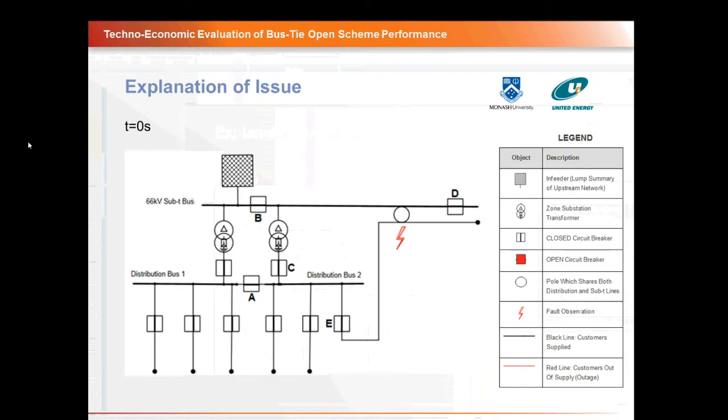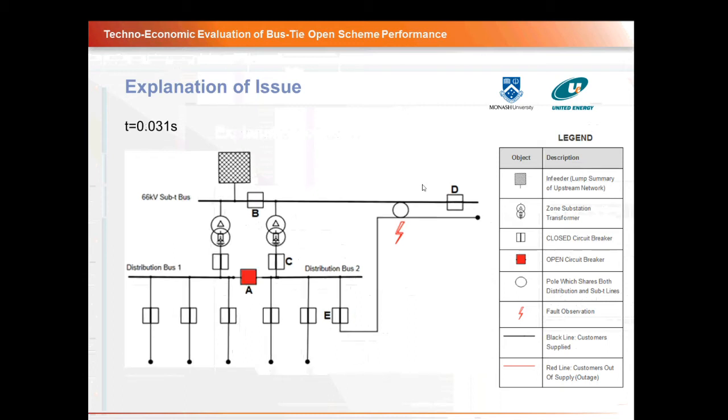In order to best explain this issue, it's good to look at the diagram of a zone substation. So in this diagram we can see that it is a 2 transformer zone substation, and it has 2 buses, and also we can see that there are the circuit breakers in this diagram, which are represented by the squares. We can also see that over here we have the pole which shares both the feeder and the sub-T or 66 kV line. So at time equals 0 we can see that the fault has occurred on the feeder.